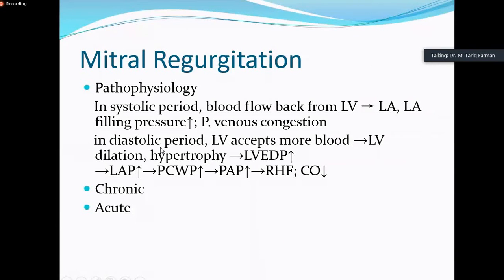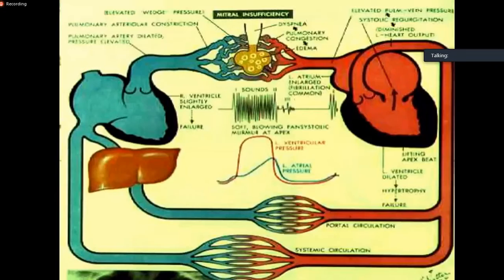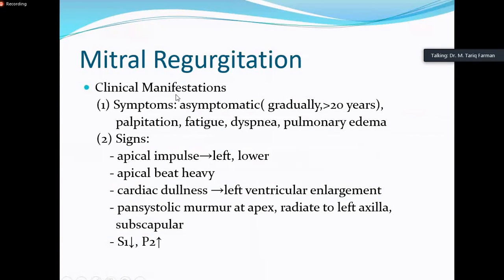So left ventricular dilatation is there, left ventricular hypertrophy is there. So both of these chambers, in case of mitral regurgitation, left atrium is also enlarged and left ventricle is also enlarged. But in case of mitral stenosis, only left atrial enlargement is there. Clinical manifestations of the mitral regurgitation: symptoms may be asymptomatic in mild disease. Only palpitation, fatigue, dyspnea is there. It depends upon the severity of the disease.